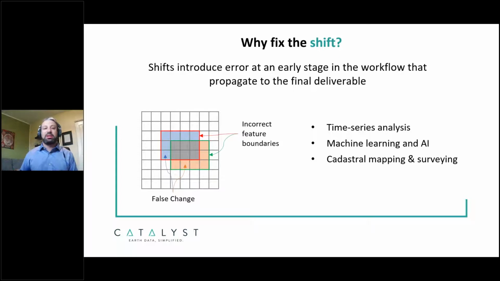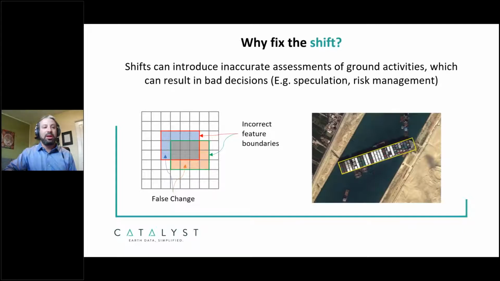Time series analysis can create misidentified change, which is something Jason is going to showcase later on. As a result, we end up with incorrect feature boundaries in terms of looking at movements or positions. We get false change detection along the fringes or edges of features, and this can become problematic in highly automated workflows. Now let's take a look at a very specific example of that.